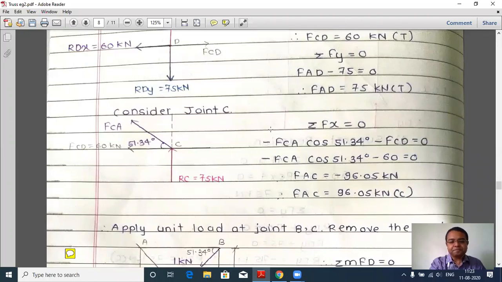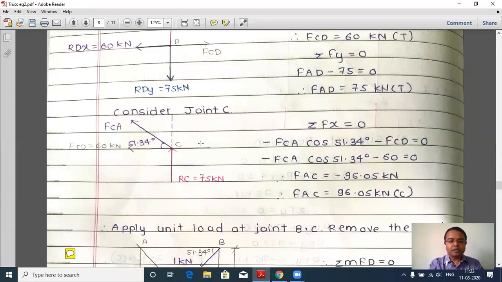So apply summation Fx equal to 0. You can apply any equilibrium equation, summation Fx or Fy, because FCA is inclined. Inclined means of course it will have two resolved components, vertical and horizontal. So to get only a single unknown, you can apply either summation Fx equal to 0 or summation Fy equal to 0. Here I applied summation Fx equal to 0 to this joint.